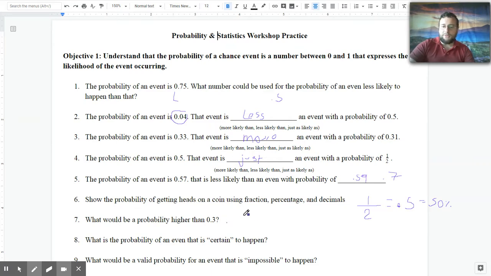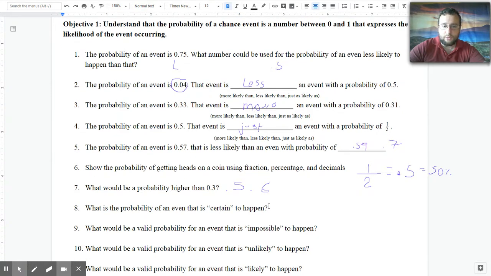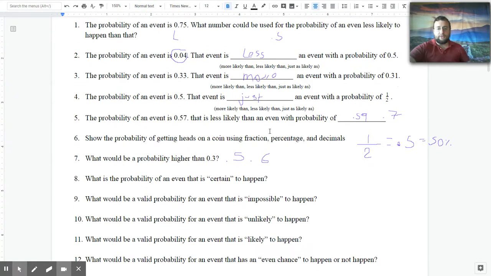Well, anything bigger than 0.3. So 0.5, 0.6. The only thing you cannot do is go over 1 because 1 is the maximum. By the way, you can also never go under 0, right? 0 is the minimum. 0 is no chance. So negative chance doesn't make any sense. And bigger than 1 doesn't make sense because that would be more than certain, which doesn't make any sense. Certain is already certain, right?